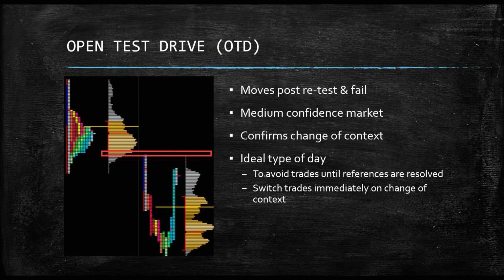Value area low shown here is just an example. It can be any such visual reference on the charts. We'll talk about the references in a separate chapter, but essentially open test drive is where the market tests a particular reference and then changes the context from there on.